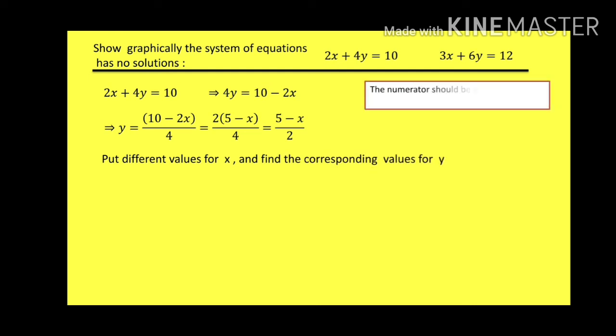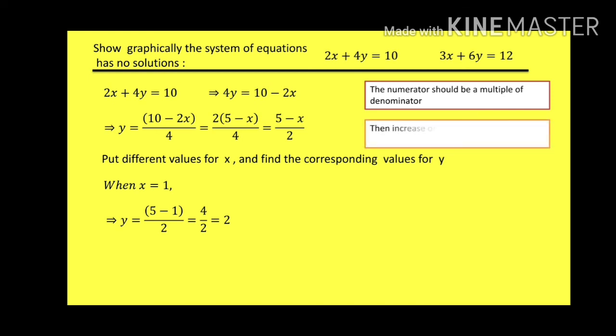Here, as we are getting a numerator and denominator, we have to see that the numerator should always be a multiple of the denominator. So the denominator is 2. If I take x equals 1, the numerator becomes 5 minus 1, that is 4, and 4 is a multiple of 2. So 4 by 2 will give 2.